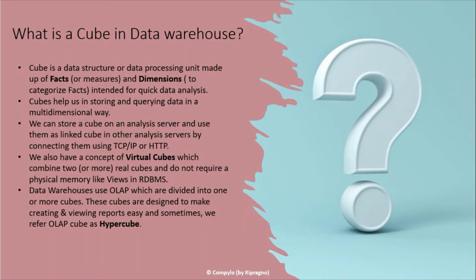What is a cube in data warehouse? Cube is a data structure or data processing unit made up of facts or measures and dimensions to categorize facts, intended for quick data analysis. Cubes help us in storing and querying data in a multi-dimensional way. We can store a cube on an analysis server and use them as linked cube in other analysis servers by connecting them using TCP/IP or HTTP.